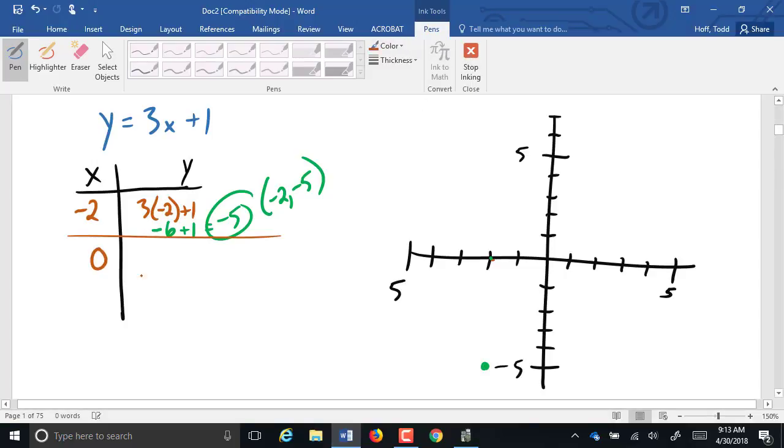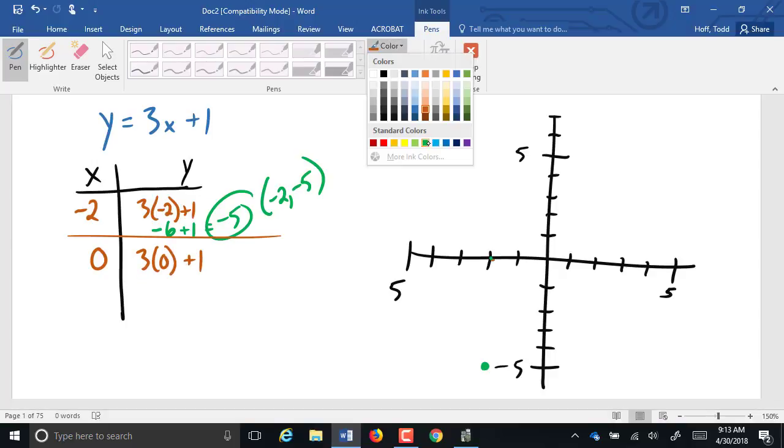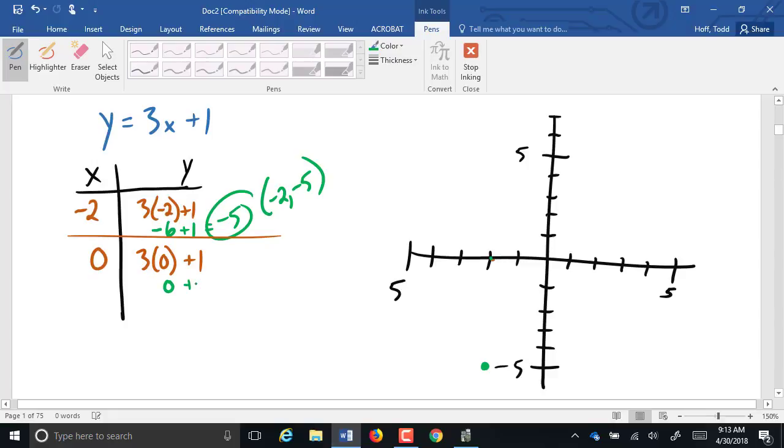Well, let's try x = 0. That's usually an easy one. So I put 0 in for x. y will be 3 times 0 plus 1. What's 3 times 0? 0 plus 1? 1. So when x is 0, y is 1. So that point, here's 0. There's 1 right there.